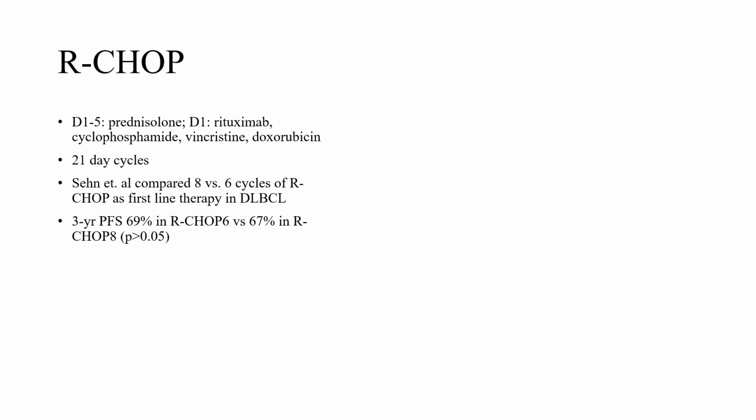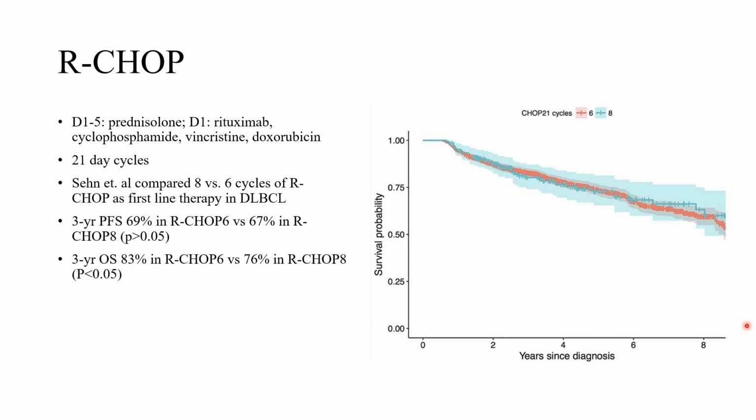And what we found here was the 3-year progression-free survival in the 6-cycle group was 69% versus 67% in the 8-cycle group. So that means there was no significant difference in this 3-year PFS in 6 versus 8 cycles. And actually, what we found too was when it came to 3-year overall survival, the 6-cycle R-CHOP actually had a higher 3-year overall survival than 8-cycle R-CHOP, and that was significant. And so here what we're looking at is the 6 versus 8 line and the survival probability, very tight.